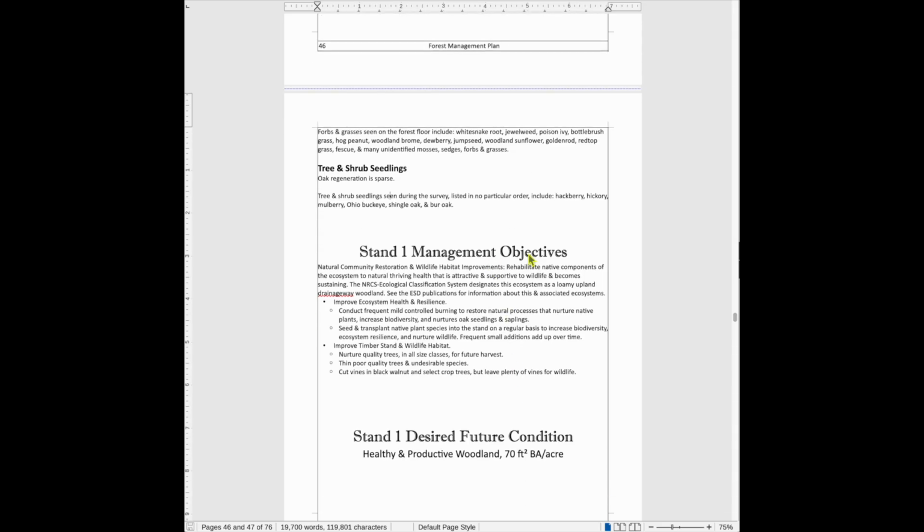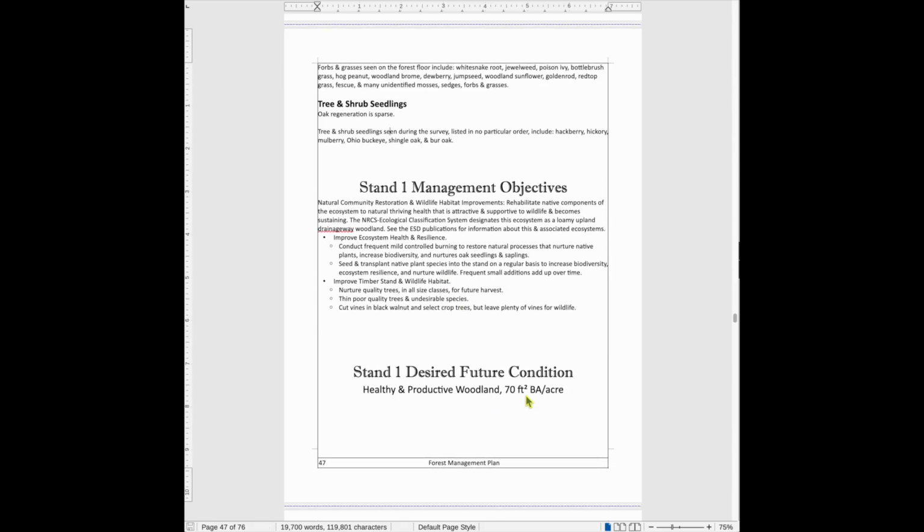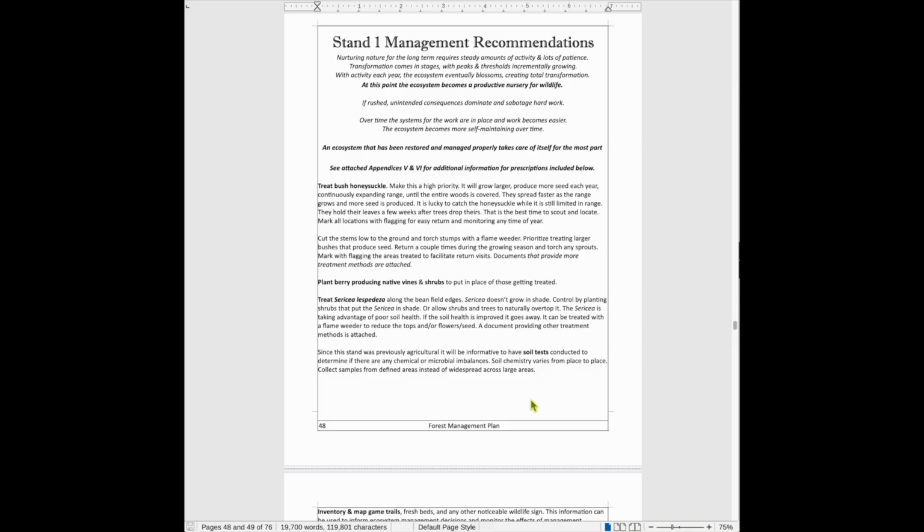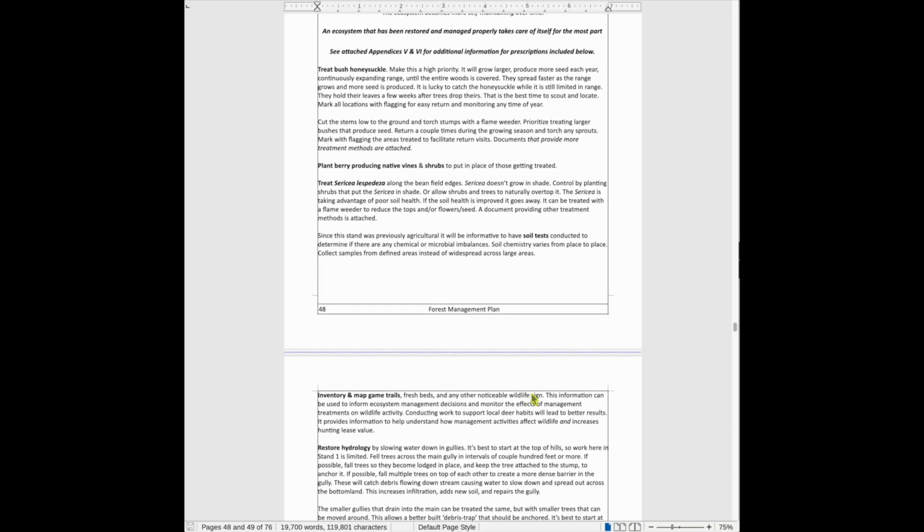Okay, and then here's the landowner objectives, how they apply to stand 1. Desired future condition, back to this basal area, 70 square feet. And then recommendations. So this is the activity table in a little different format. I go through and I explain, well, what is treating bush honeysuckle? What does that look like? And so I just provide a workflow that you can use to treat the bush honeysuckle.